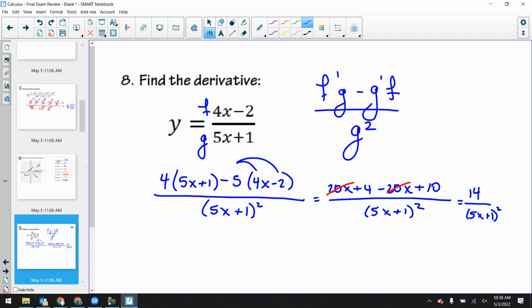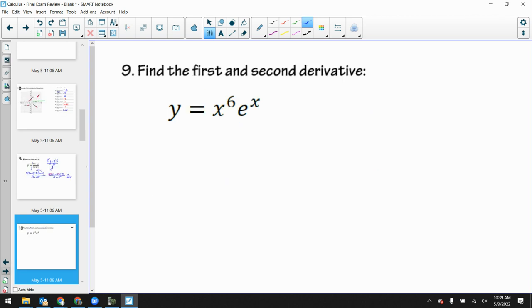Cool. Let's take a look at number 9 then. Find the first and second derivative. This is one where I could see you overlooking the product rule. Remember that these things are multiplied together. This is not like a constant times x to the 6th. These are two different functions multiplied together. So let's take this as f and this as g. Remember, the product rule is f prime g plus g prime f.